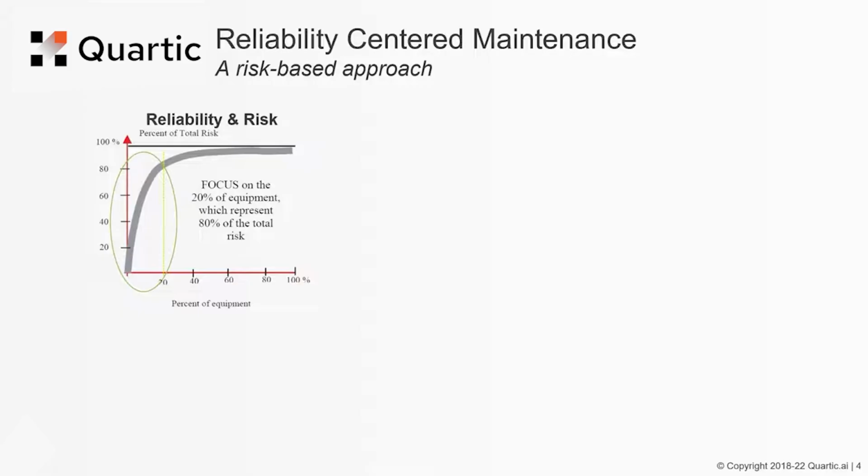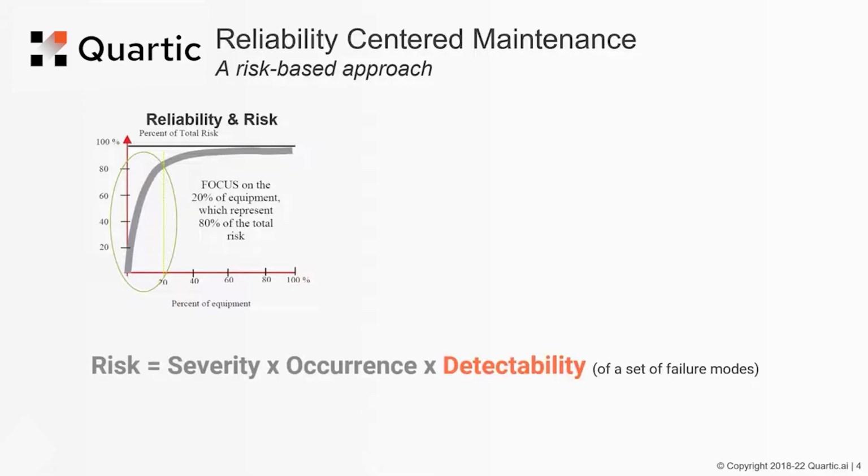For quantifying risk, we use a risk priority number, which has three components: severity, which primarily comes from a failure modes and effects analysis, where possible failure modes are identified for each piece of equipment, and how critical each of those failure modes is also determined.